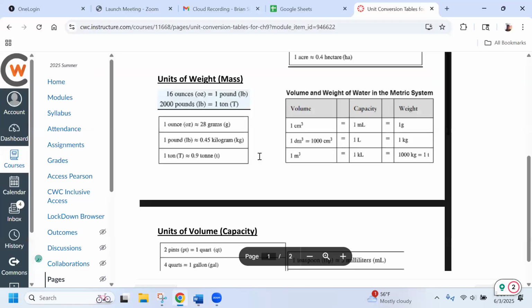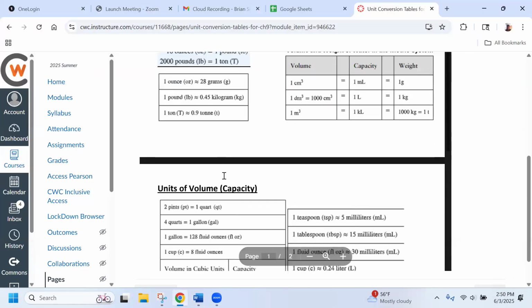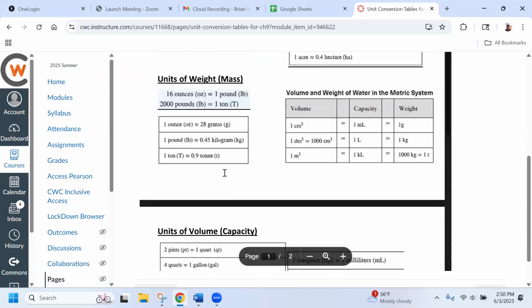Again, let's look at our little table here. We've got 1 pound is 0.45 kilograms. I'm just writing that to the side so I don't forget it.